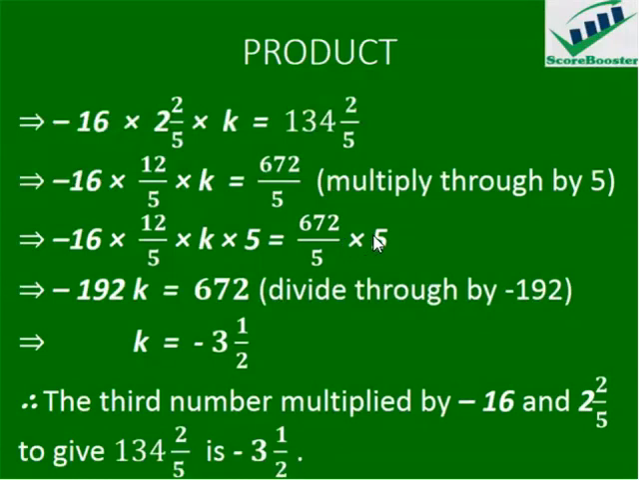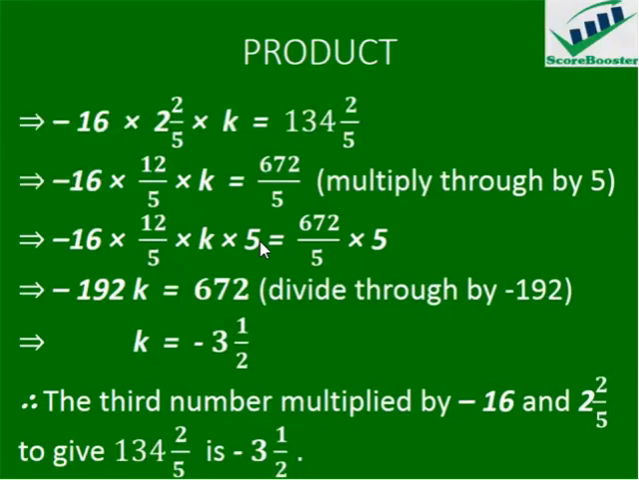We want to eradicate everything that will be like a fraction. We want everything to be a normal number. So now we have minus 16 multiplied by 12 over 5 multiplied by k multiplied by 5 equals 672 multiplied by 5. So first do this. 5 here 1, 5 here 1. We are left with minus 16 multiplied by 12 multiplied by k multiplied by 1 divided by 1.